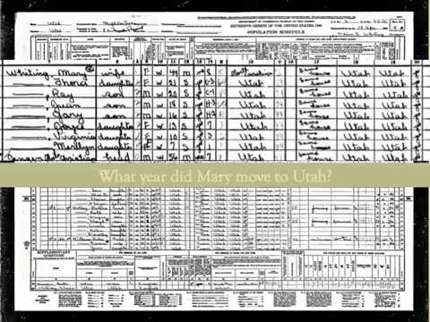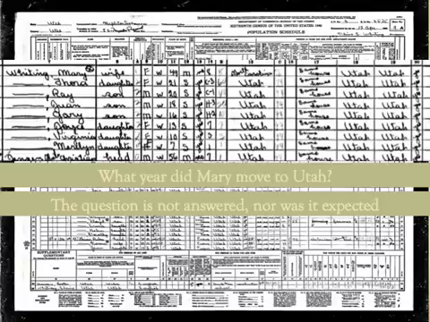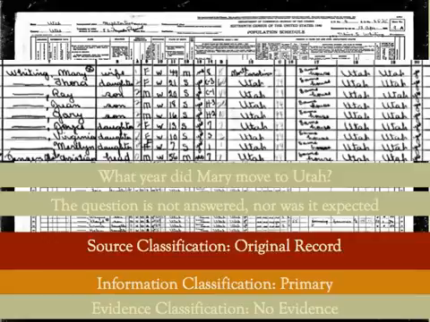a no evidence classification. We find that the question is not answered in the census, nor was it expected to be. It shows that she was born in North Carolina, but there is nowhere for information to be recorded about the year of her move, nor is that something tracked by the census records. Again, still an original record with primary information, but there is no evidence in this record that answers the question of when Mary moved to Utah.